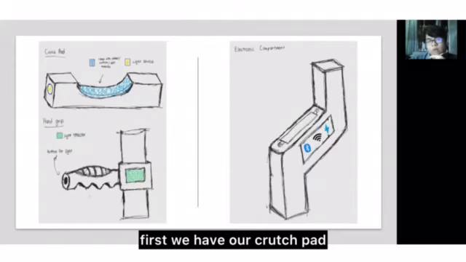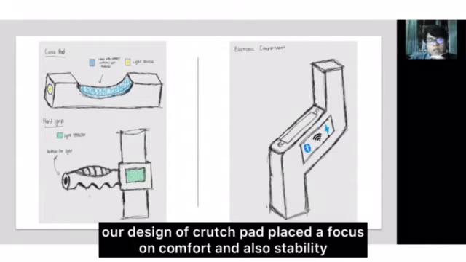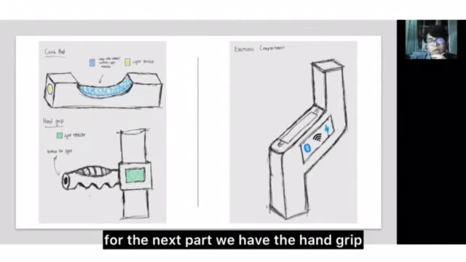First, we have our crutch pad. Our design of the crutch pad places a focus on comfort and also stability. For the next part, we have the hand grip.